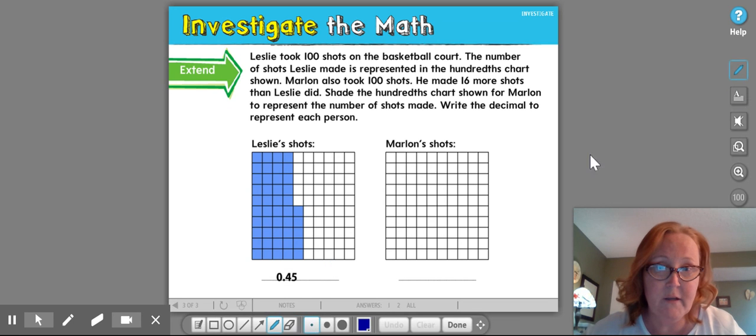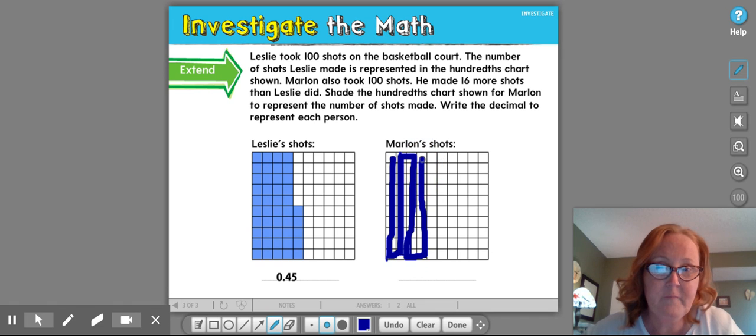So if we're going to do Marlon, Marlon gets this whole row, like her. He gets 10, 20, 30. I can probably make my thing a little wider. Let's do that again. So he gets 10, 20, 30. He gets the same 45, right? 40. And then he gets 1, 2, 3, 4, 5, just like her, right? So I'm going to scribble this all in. He gets this whole 45 just like her. But how many more does he get?